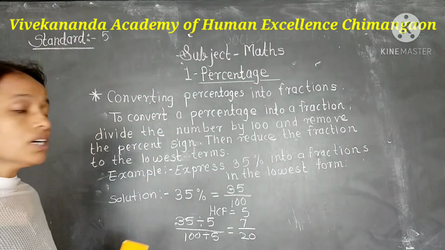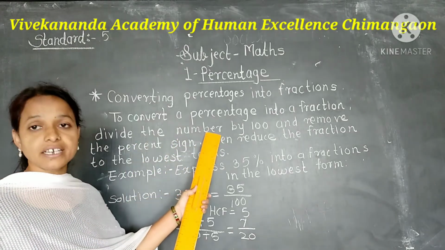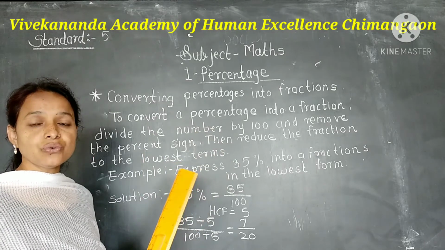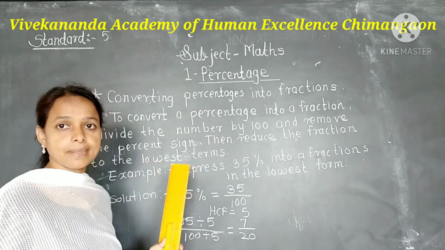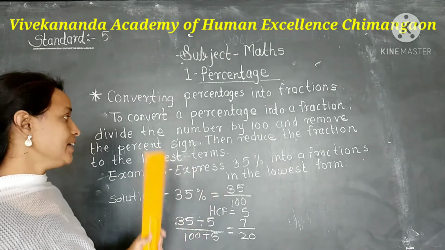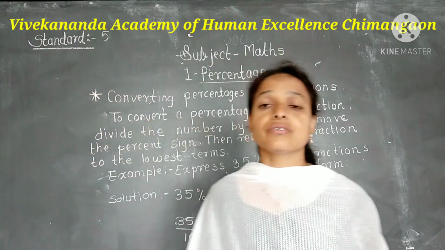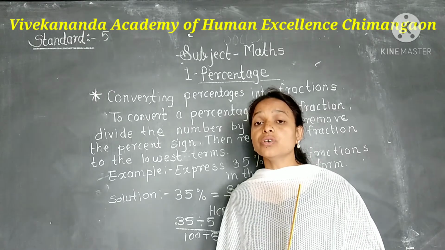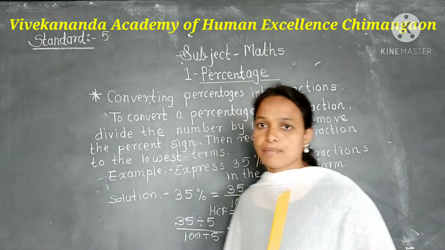So sister, to convert a percentage into fraction, divide the number by 100. See, to convert percentage into fraction, we have to divide the number by 100 and remove the percent sign. Then reduce the fraction to the lowest term. Once we convert percentage into fraction, then we have to reduce it into its lowest term. So let's solve one example.